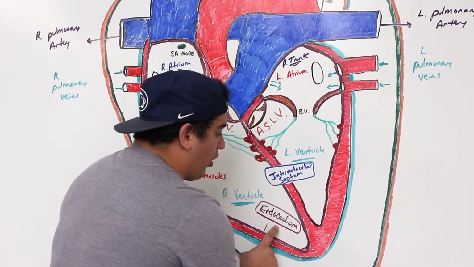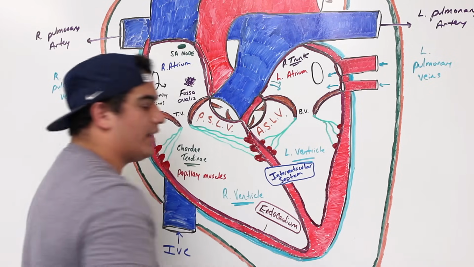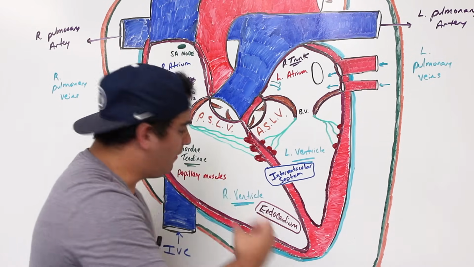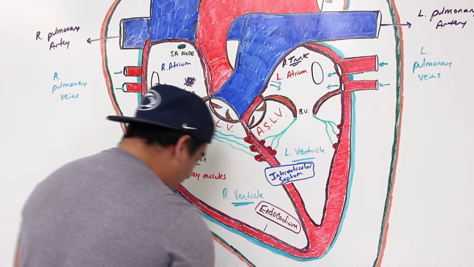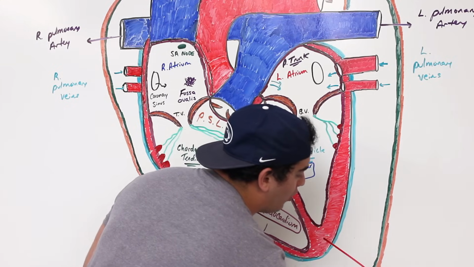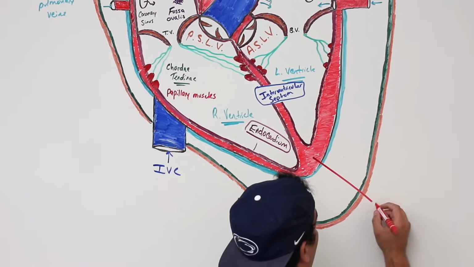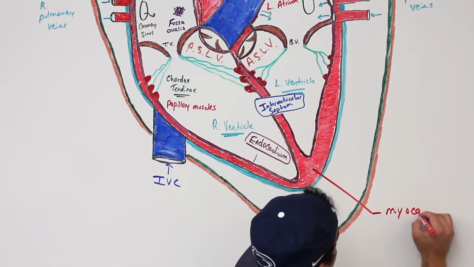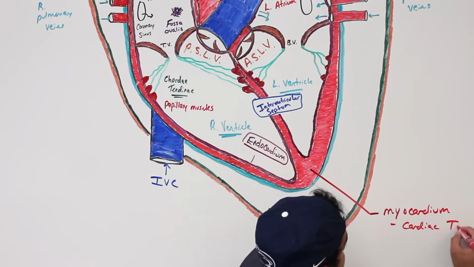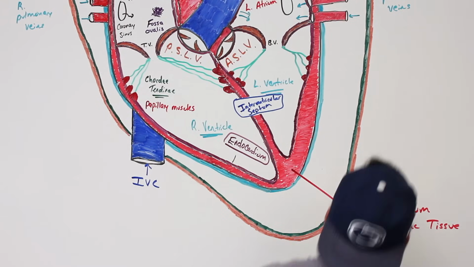Then we go from the endocardium a little bit more out, and we get into this middle muscular layer right there. This middle muscular layer is made up of very good cardiac muscle tissue. And this middle layer is called the myocardium. And again, what type of tissue is it made up of? It's made up of cardiac muscle tissue. All right, very important one.